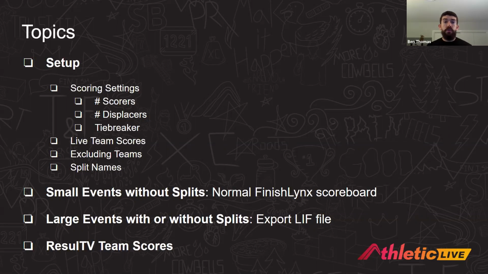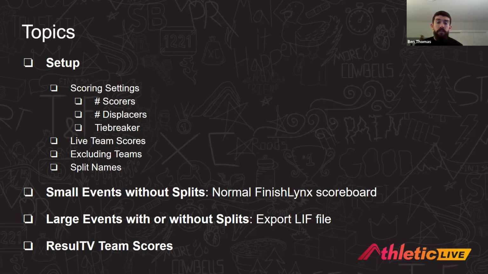We'll also take a look at 2 different ways in which you can send live data to the scoreboard. First of those, we recommend only for smaller meets, and I would classify that as any meet that's not doing splits and where every race is going to be less than 300 people. You can just do a normal finish link scoreboard like we do in track, and we'll go over how that gets set up, pretty similar to the track scoreboard.